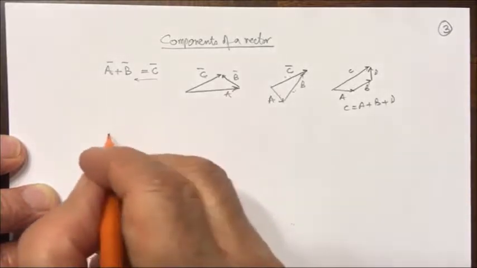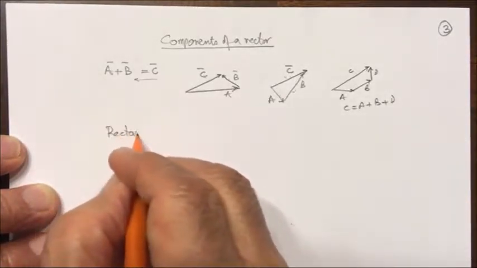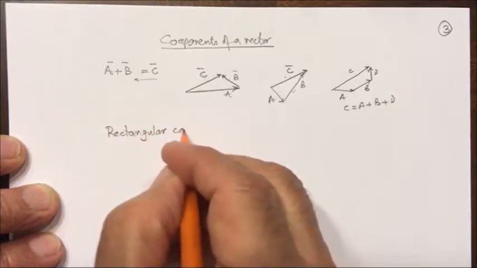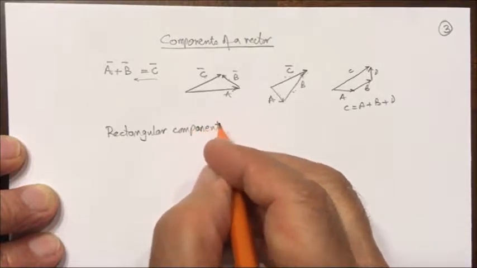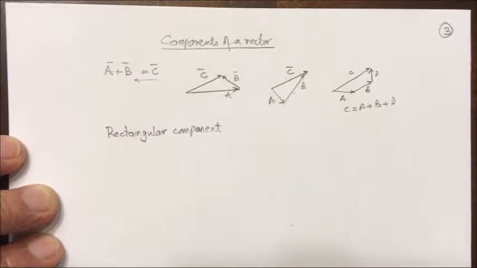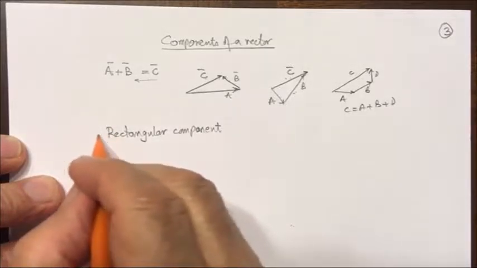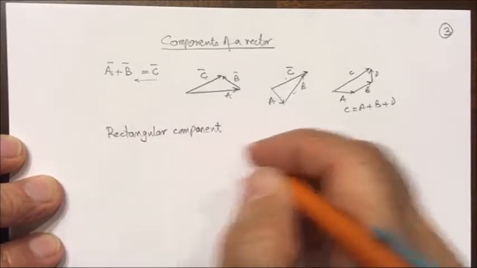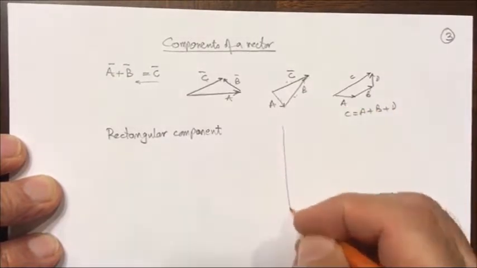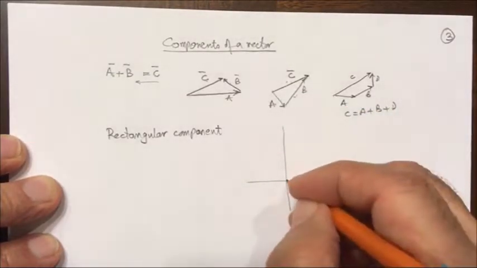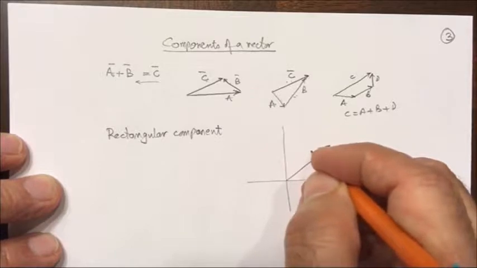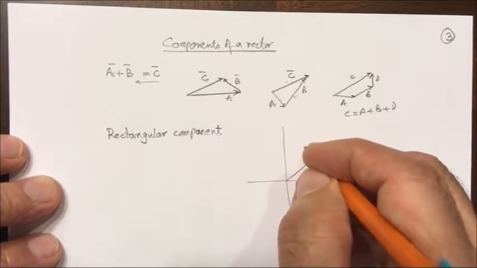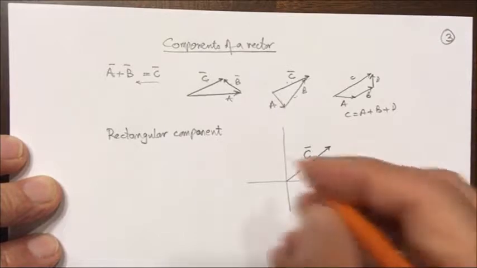The useful components are what we call the rectangular components. This is a very useful tool for writing a vector and also for adding and subtracting and doing a number of operations with vectors. So if I take my XY coordinate system, and if I have a vector here, that is my vector. Let's call this vector C. And then this is my X and that's my Y.